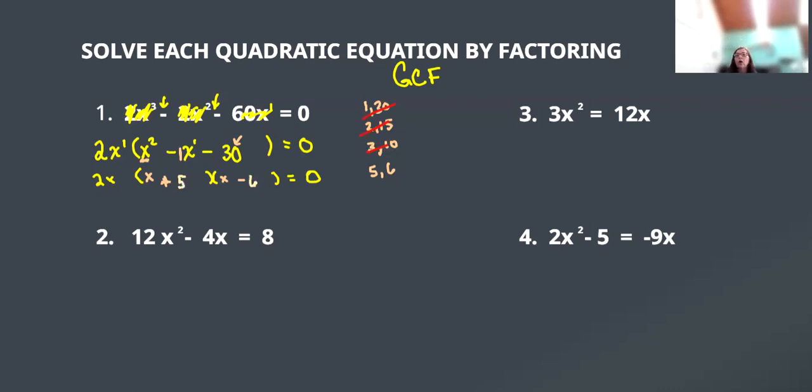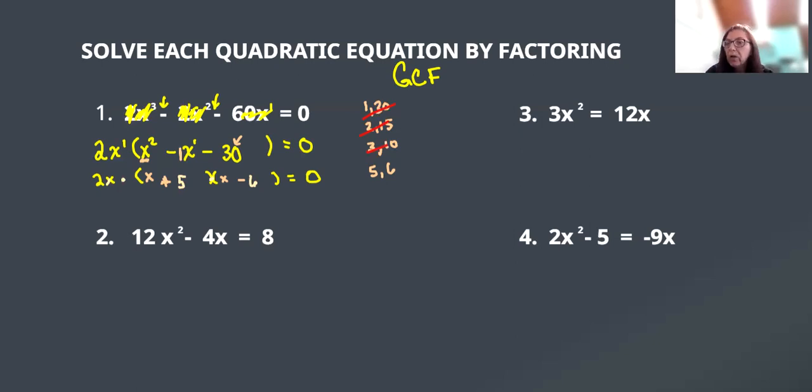We're all done factoring, but we're not done because we haven't solved this equation yet. Now, I want you to think about 0. When you multiply anything by 0, you get 0. And these terms are all multiplying. This is 2x times x plus 5 times x minus 6. So if any of those are 0, our answer will be 0.